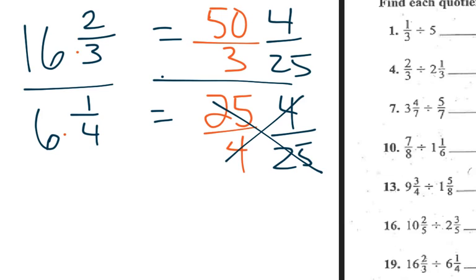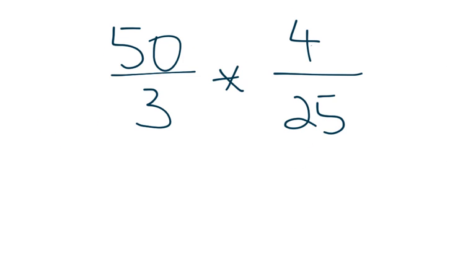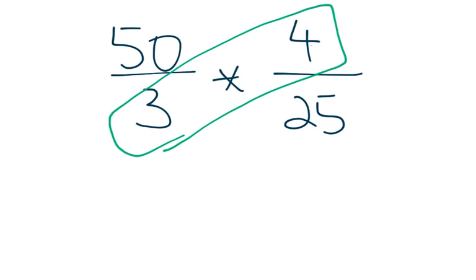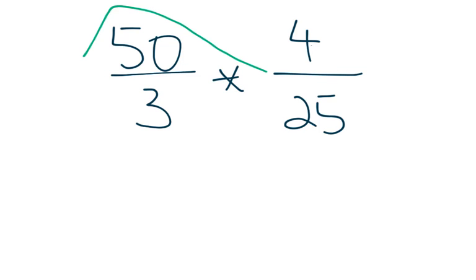25s cancel, 4s cancel. And I'm going to rewrite this on another page because we're going to have some cross-canceling here. Okay, so looking at the 3 and the 4, they don't have anything in common. They're side by side on a number line. They're not going to reduce at all. But looking at the 50 and the 25, think about it as quarters. 25 cents is 1 quarter, 50 cents is 2 quarters. So I could divide each of them by 25. So there's 1 25 in 25, and there are 2 25s in 50.